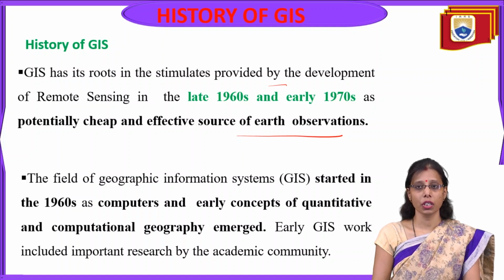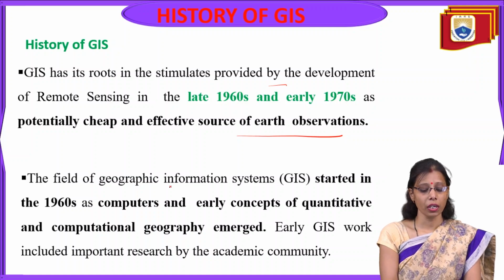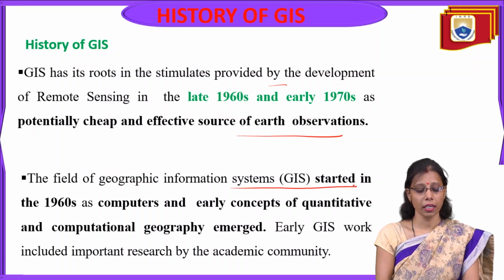But nowadays, GIS is very much developed. It is so useful and helpful, because by using GIS software, sitting at one place, we are able to do the survey of a place and get the geographic information and all the topography. The field of geographic information systems started in the 1960s, as computers and early concepts of quantitative and computational geography emerged.